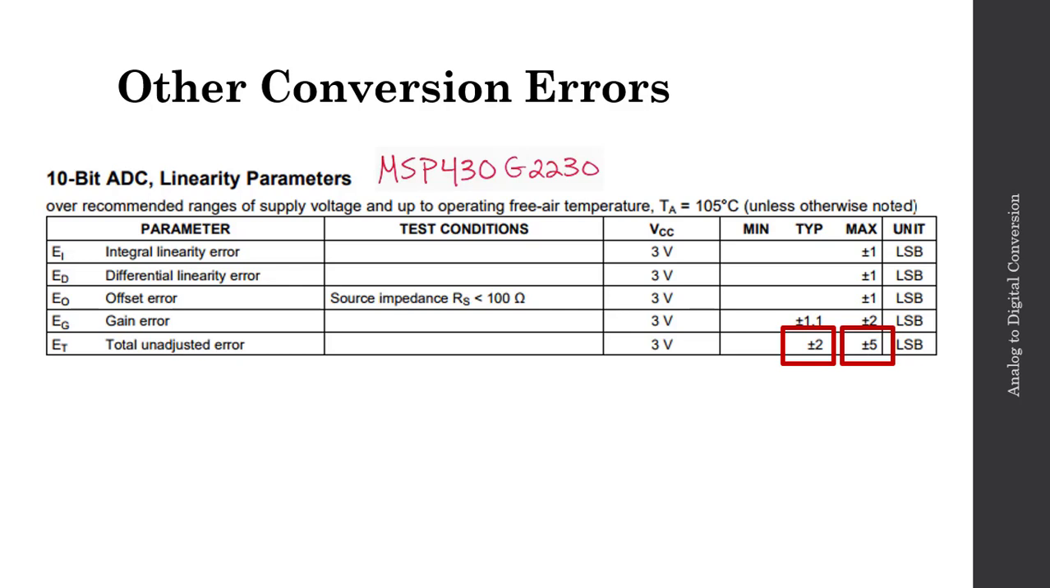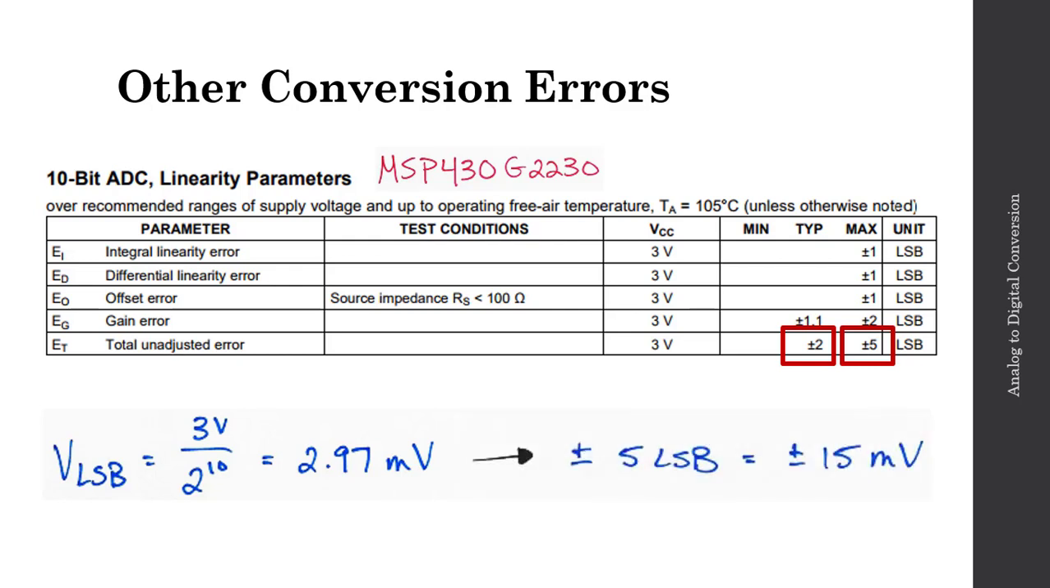So if I look at the full-scale range voltage of this ADC, it looks about 3 volts here. That means the least significant bit voltage will be 3 volts divided by 2 to the 10, or approximately 3 millivolts. So if I have plus or minus 5 LSB, I'm actually looking at plus or minus 15 millivolts, which again can be significant depending on how you're using the ADC and what you're trying to sense.